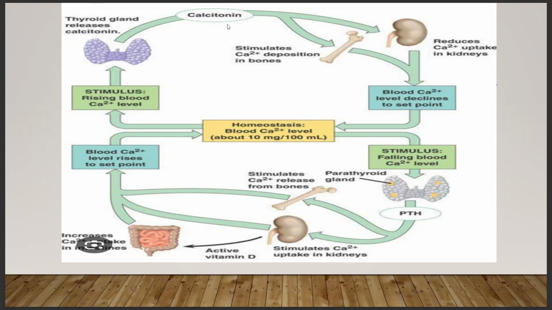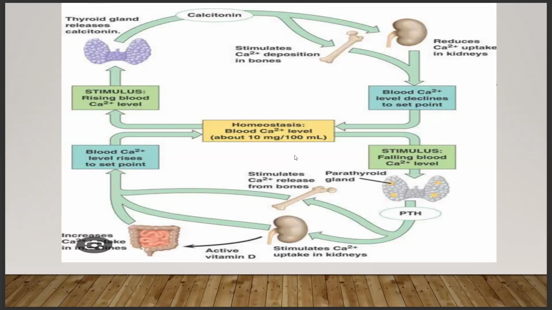The calcitonin acts by different mechanisms. First, it stimulates calcium 2 plus deposition in the bone, that is, the excess calcium in the rising blood calcium level is deposited in the bone by osteoblastic stimulation. It also acts on the kidney and reduces calcium 2 plus uptake in the kidney. By these two mechanisms, calcitonin decreases the blood calcium level to the set point, and homeostasis for the blood calcium level is achieved. So these are the mechanisms when the calcium level of the blood is raised. The major hormone involved is calcitonin, by action on the bone and on the kidney, which decreases the calcium level.